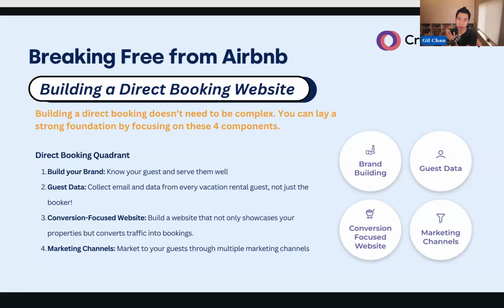Yeah, so this is the framework that we think about as we guide our customers through getting into direct bookings. It's really around these four parts. We call it the quadrant. First is building out your brand. Branding goes beyond logos, color, and so on. It's really knowing your guest. Two is starting to collect guest data so that you can market towards them. Three is building a conversion-focused website. You don't want just any website; you want one that is there to drive visitors into actual guests of yours. And four is how do you market to them effectively over time? So that's how we think about it, and we'll go into each one of these steps in much greater detail.